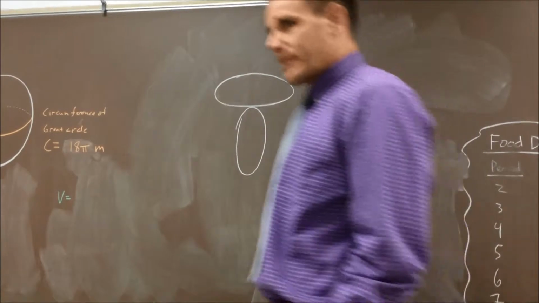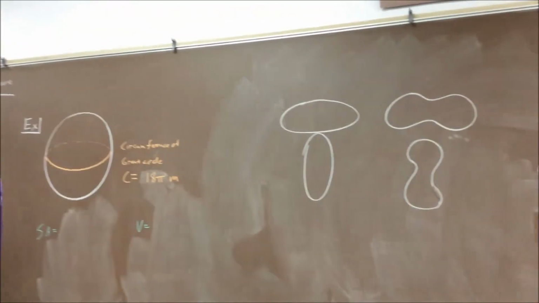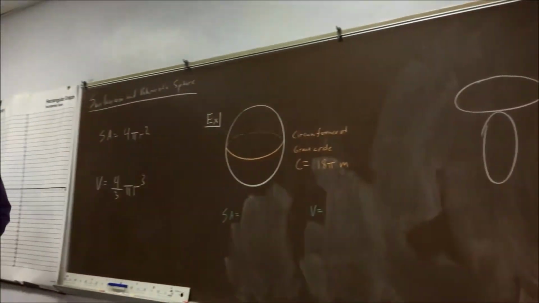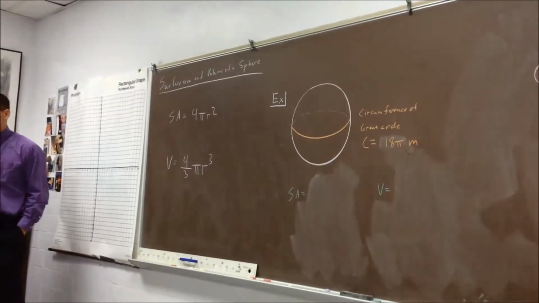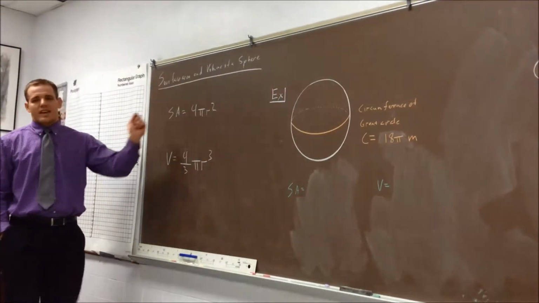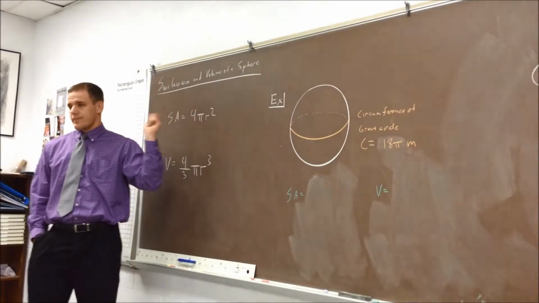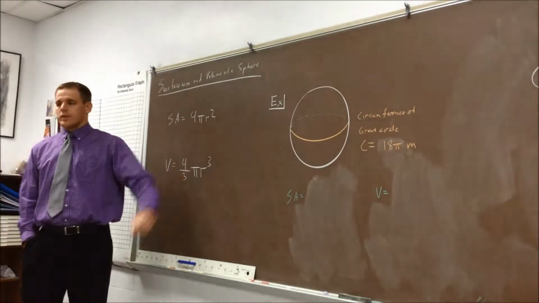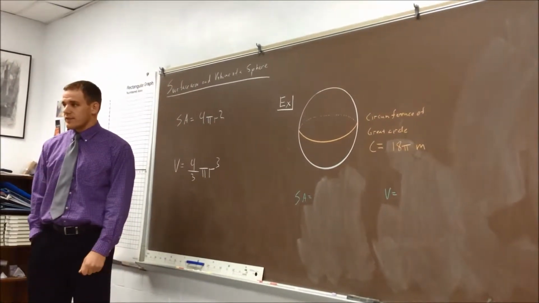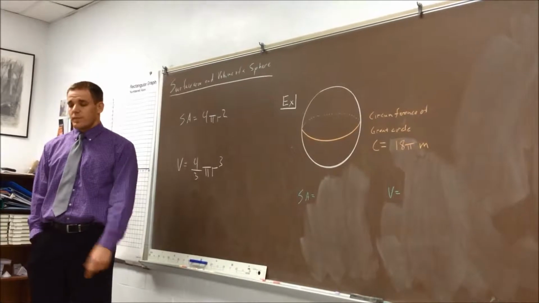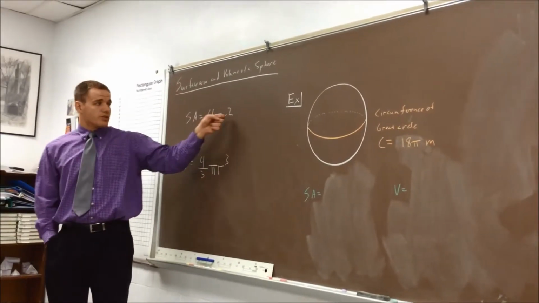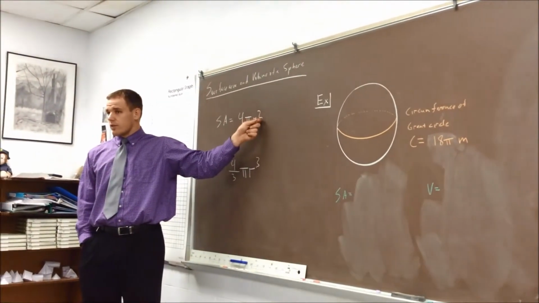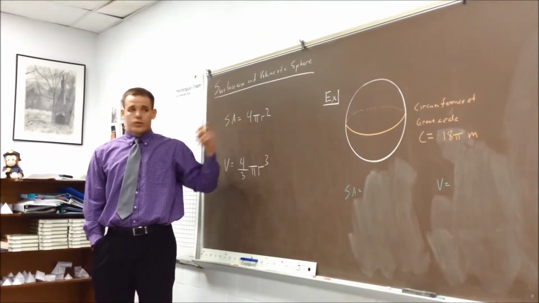Now you'll notice something up here. Surface area of a sphere is 4 pi r squared. What do you see in this formula? 4 pi r squared. What do you see in there that you recognize? Pi r squared, right? That's the area of a circle. So we need 4 circles.